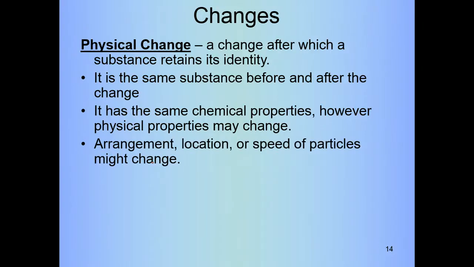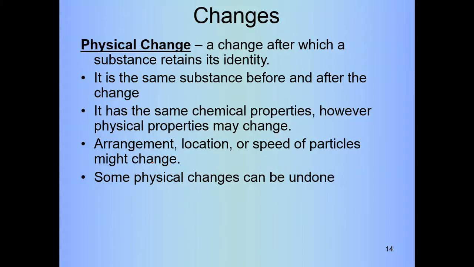Arrangement, location, or speed of particles may change. So again, we talked about the differences between the states of matter, solid and liquid and gas, and how their particle arrangements vary. So when we're talking about physical changes, another very common example of physical change is the changes of state. So I know that going from a solid to a liquid, the particles have more energy, and therefore they are able to move past each other more easily. But they're still the same particles, and they still have the same makeup. So that's what I mean by arrangement, location, and speed of particles changing.